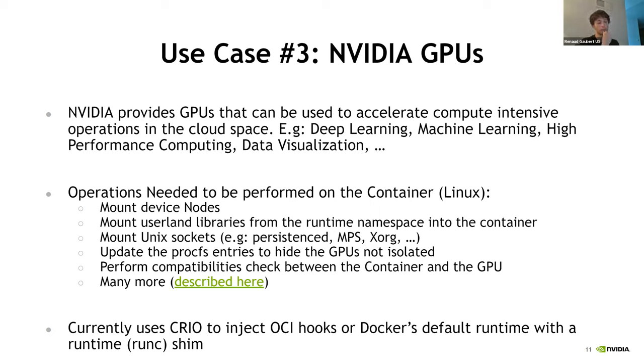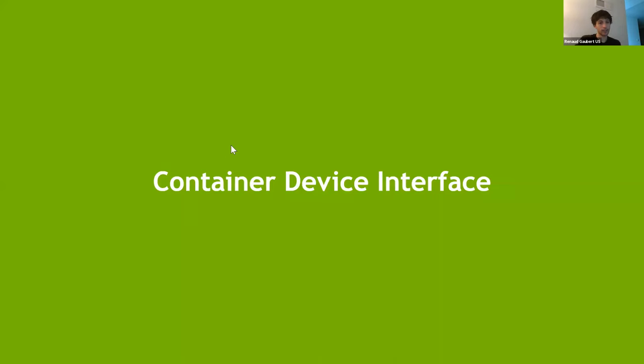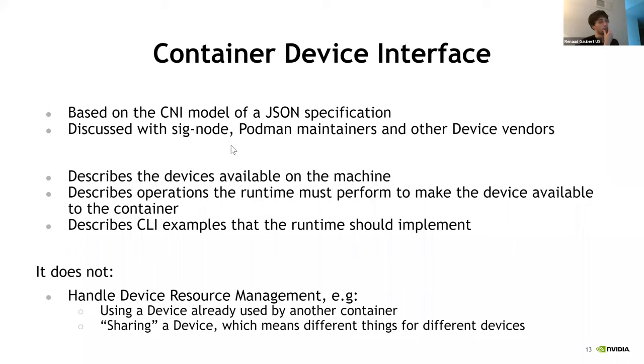We use CRI-O to inject OCI hooks, or Docker's default runtime with what we call a runtime shim, or for Kubernetes, or in containerd's context, we'd have the NRI plugin that I mentioned. Taking a step back, we discussed this state a bit at KubeCon with some of the containerd and Podman maintainers.